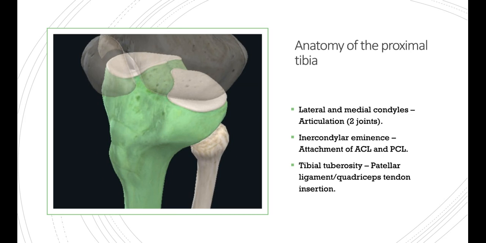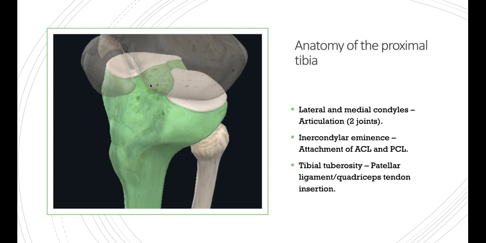On the proximal tibia, which is the shin bone, it has lateral and medial condyles like the femur, and these condyles articulate with the femoral condyles again to form the knee joint. The intercondylar eminence is the area in between the two condyles, and this is the attachment for the ACL and PCL, or anterior cruciate ligament and posterior cruciate ligament.